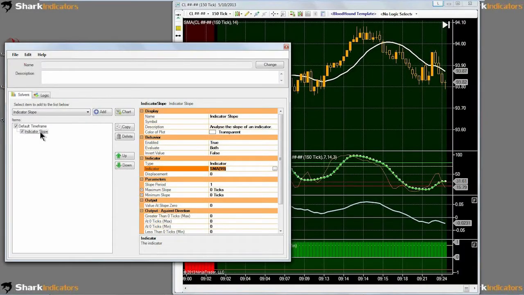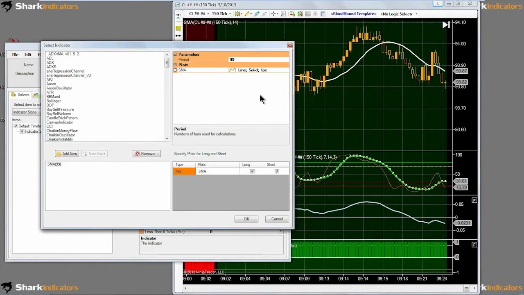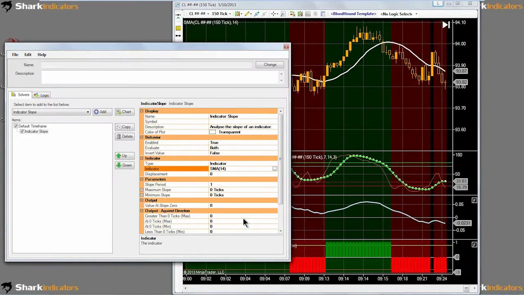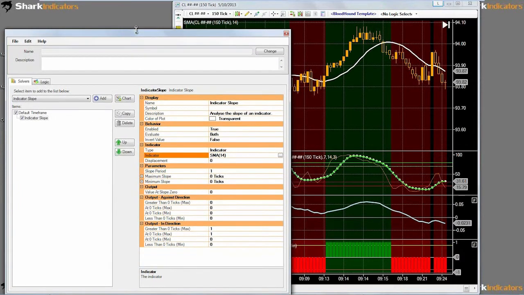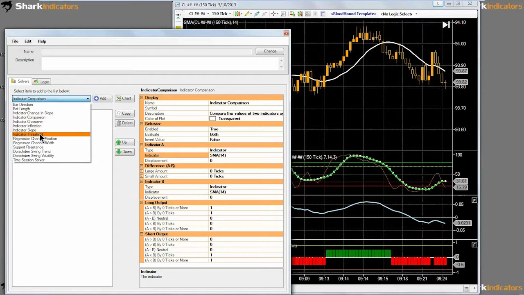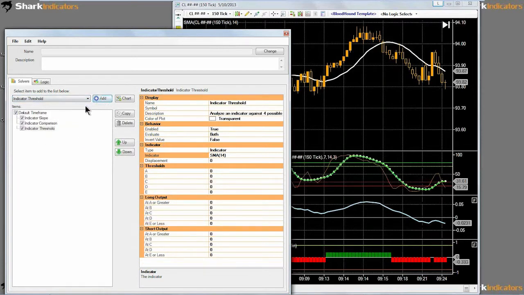I'm going to cover a couple of key solvers to demonstrate today's lesson. So let me open this up here. I'm going to use the slope and the comparison and the threshold. I think these are probably the most commonly used solvers, and they also best demonstrate what I want to explain today.